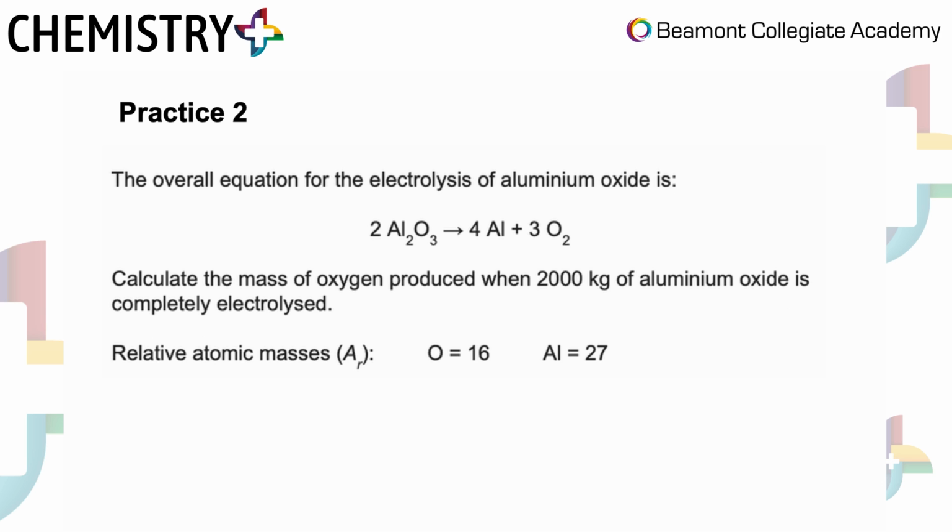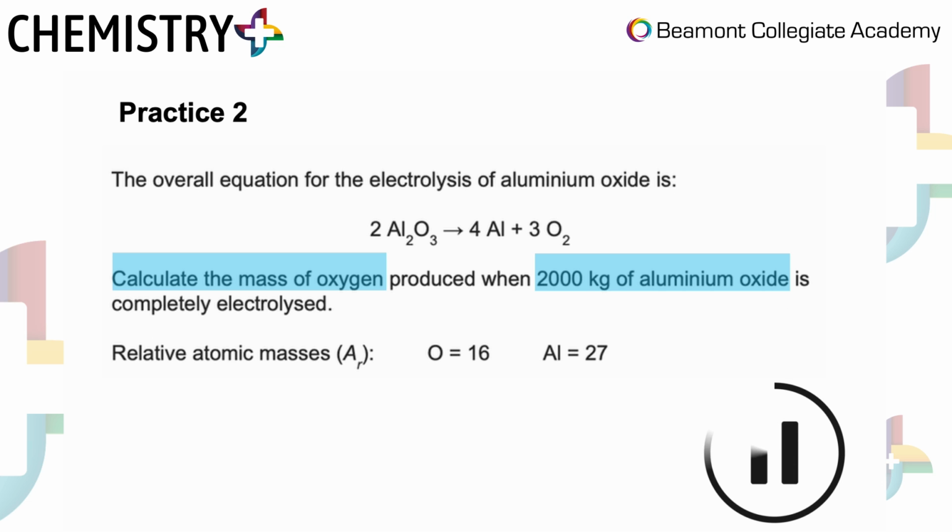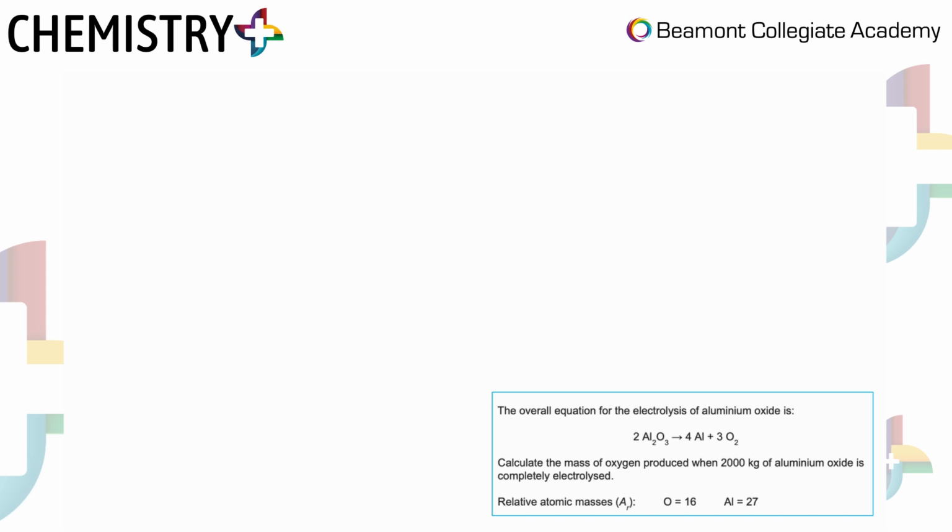So here's your final practice. This time we're looking at calculating the mass of oxygen produced when 2,000 kilograms of aluminium oxide is completely electrolysed. Pause the video and see if you can answer this for me. How did you do? Did you follow the steps as suggested? Remember, it's important to keep referring back to the information that is provided.